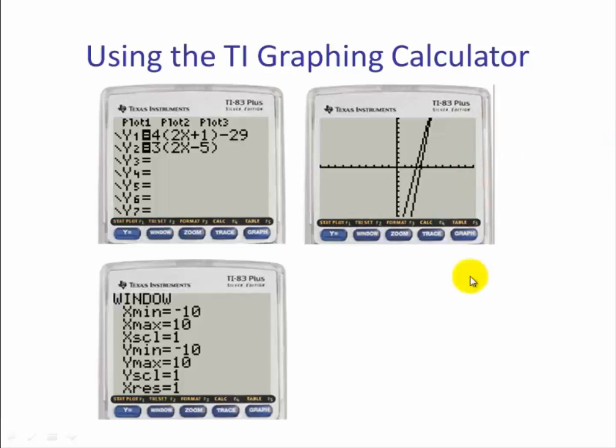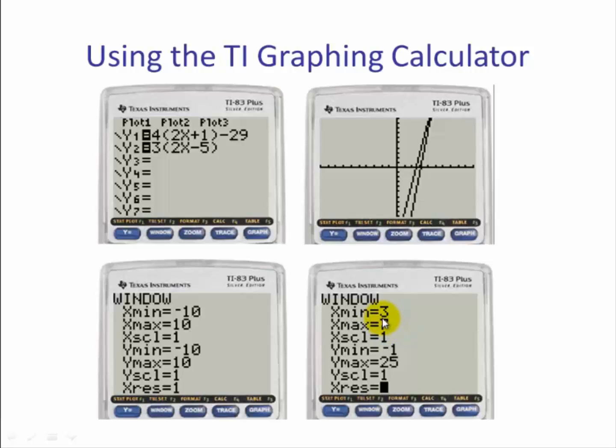If you hit the window key, you should see this. Now this tells us our minimum x value, -10. Our maximum is 10. We really need to change that because what we need to do is just focus in on here. So if you change the x min to 3 and the x max to 7, that's going to focus in on this area.